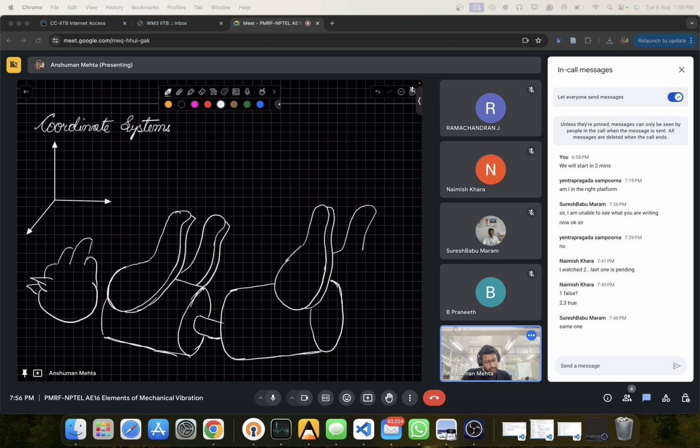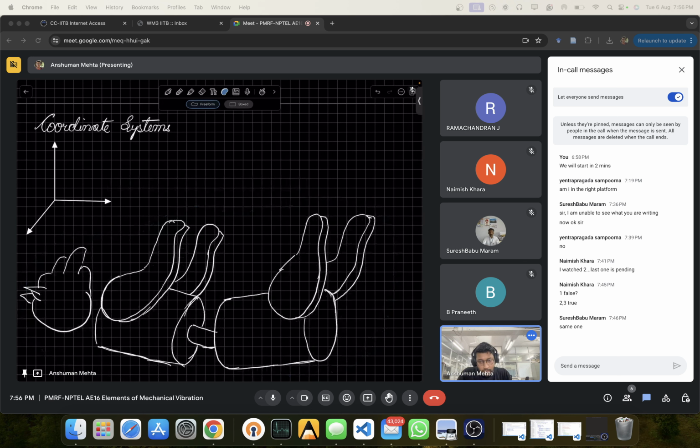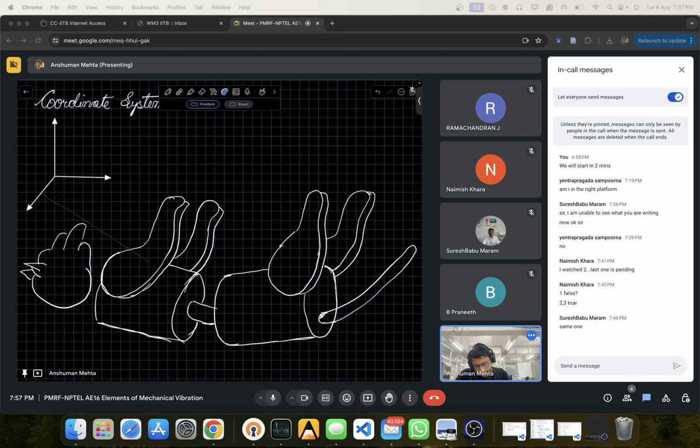So one question, is tail required? Is tail required in this abstraction? Anyone? Yes, it is required. For stability purpose, it is required. So animal mobility is a lot dependent on the tail. So this is a rough sketch of our cat.